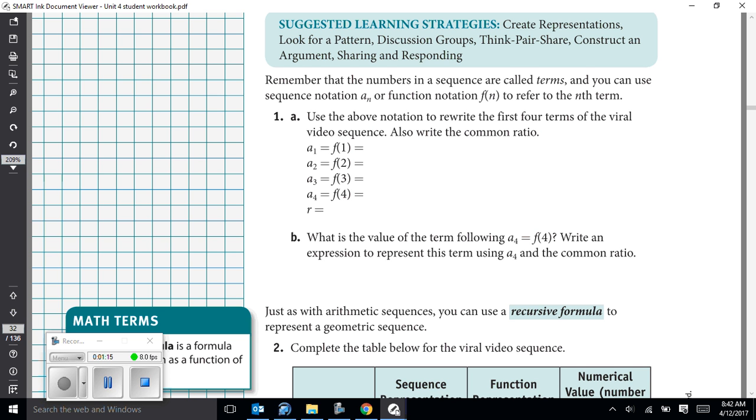So how many did we have in the first term? What was the first stage? We had 1 person, right? It was Keisha. Then in the second one, how many people? Now just in the second stage, how many people received that viral email? And then the third stage? And then the fourth stage? All right, and then our r was going to multiply by 3.